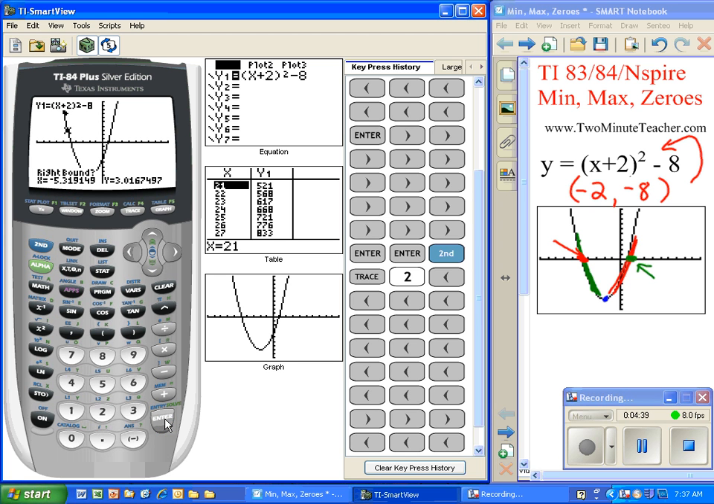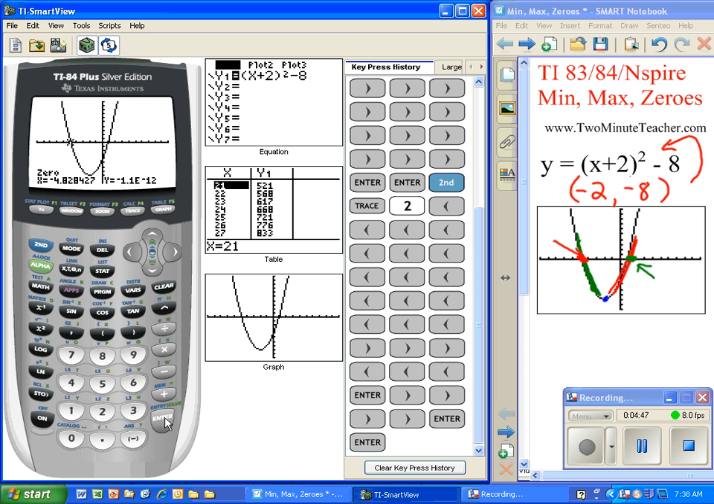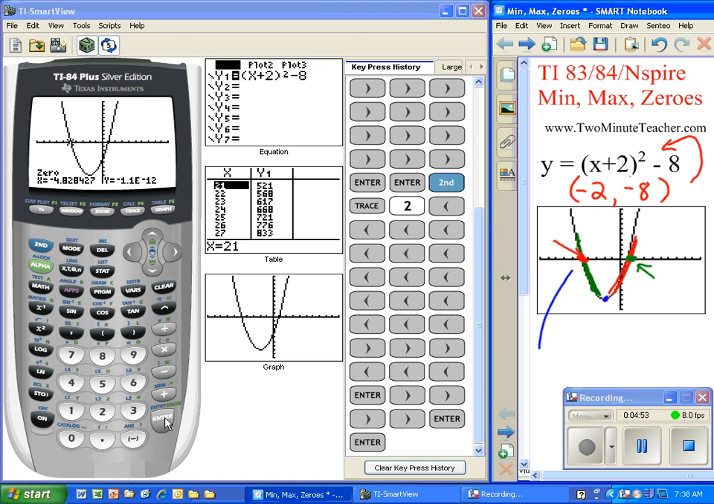I hit enter. Now right bound. So now I go just to the right of it and hit enter. And now I hit enter one more time, and it'll tell me what the zero is. It tells me that the zero is at x equals negative, this one right here is at negative 4.8 about, comma, and then it says negative 1.1 e to the negative 12.